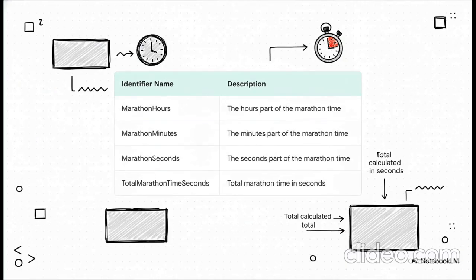So before we write a single step of our plan, we need to define the information we're going to be working with. This is our identifier table, which is just a fancy name for a list of all our variables. And you can just think of variables as labeled boxes where we can store data. So for our marathon timer problem, we're going to need a box for hours, a box for minutes, a box for seconds, and of course a box for our final calculated total.